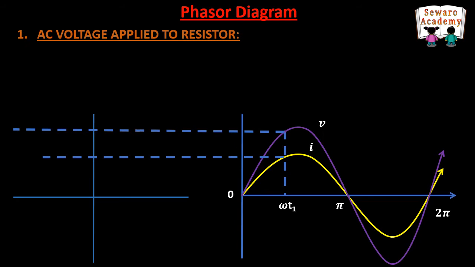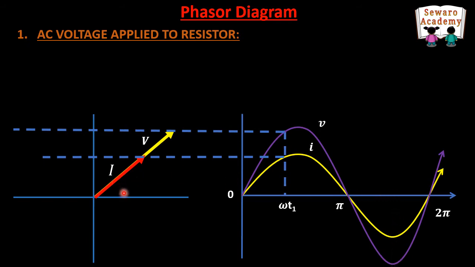Now we need to draw two phasors here, one for current and one for voltage. First let me draw the phasor for current. This represents the phasor for current, denoted by capital I, and similarly we draw a phasor for voltage, represented by V, in this yellow line. Here the phasors for voltage and current are parallel to each other, because from this graph we came to know that both the current and the voltage reach 0, maximum, and minimum at the same time.